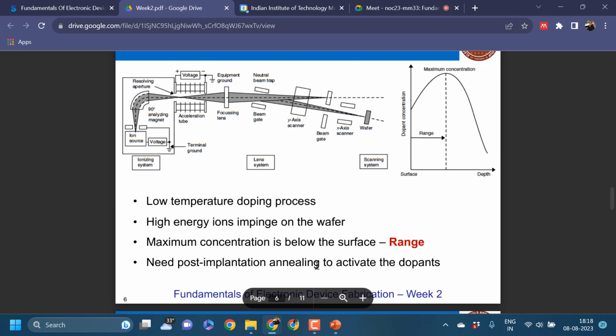Yeah. So now I can ask a general question. Why do we need doping? What is the reason for doping? It's a generalized question, so you can give your thoughts on why doping is required in the case of semiconductors.